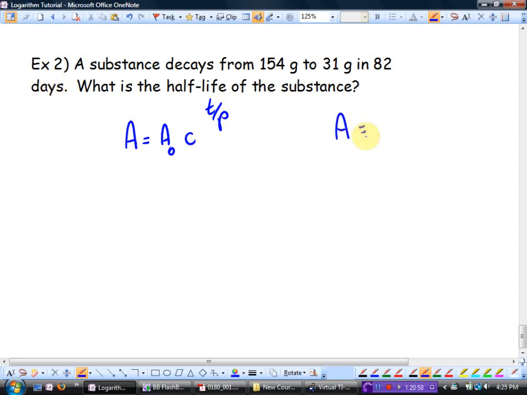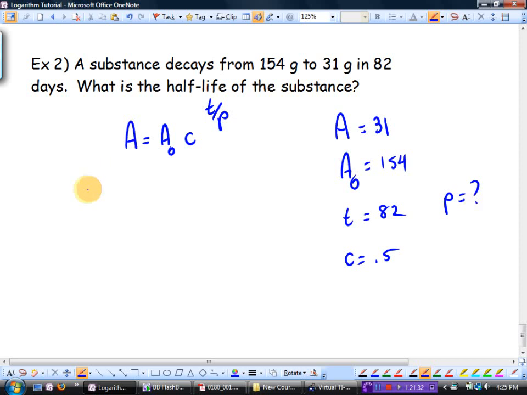What's the final amount? Did they give me that? 31. What's the initial amount? 154. What's the total time? Now, in the previous question, I gave you a percentage, and they may do that, but this is a half-life question. If they're talking half-life, what they're talking about is a growth rate of 0.5. It's going to be 31 equals 154 times 0.5 to the 82 over P.